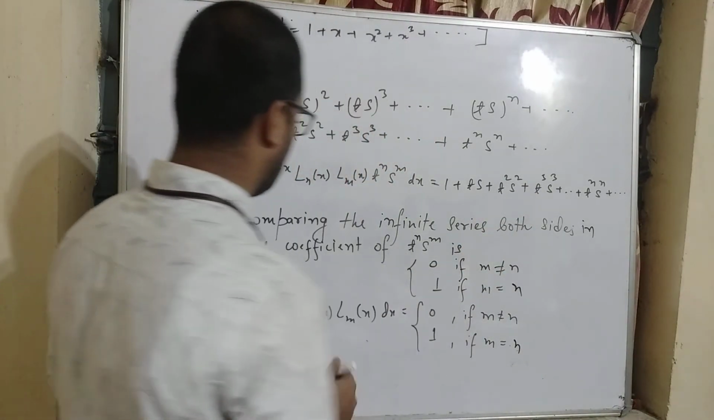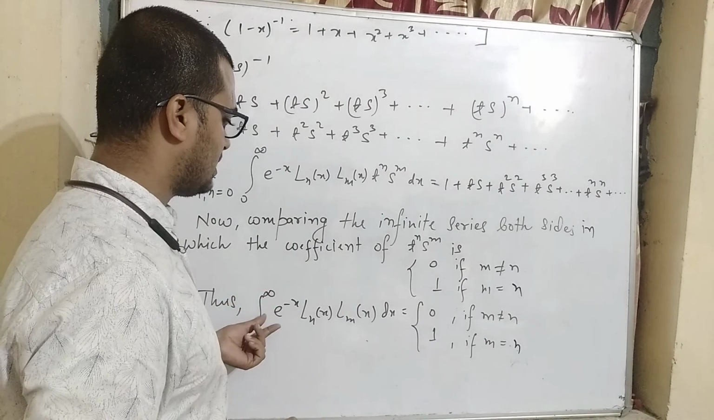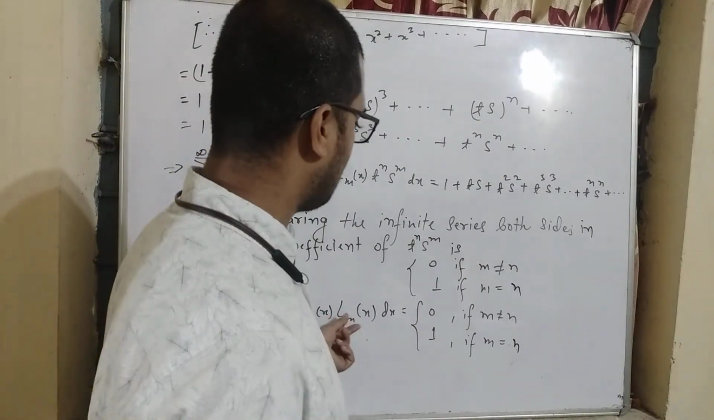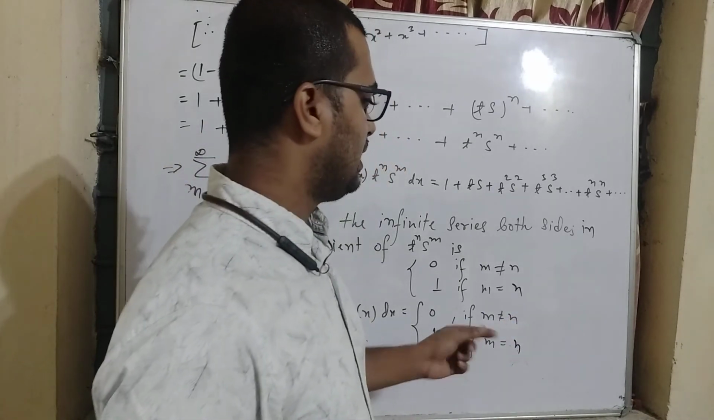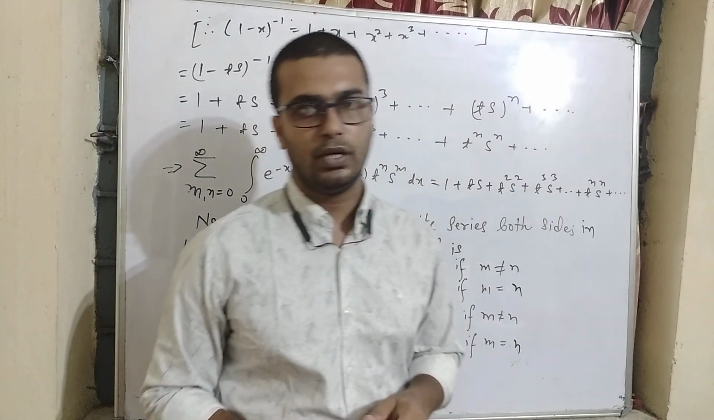So we see that the integration from 0 to infinity of e to the power minus x, L_n(x) L_m(x) dx is equal to 0 if m is not equal to n, and 1 if m is equal to n. Thank you.